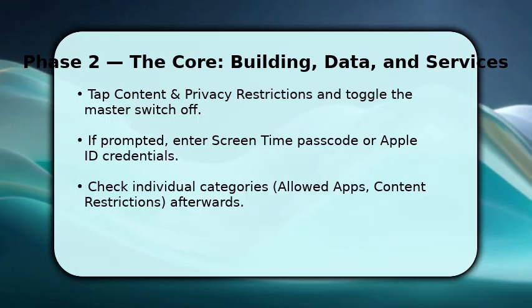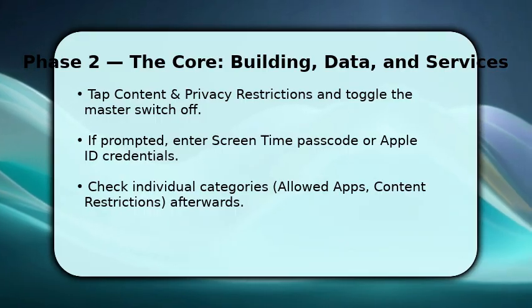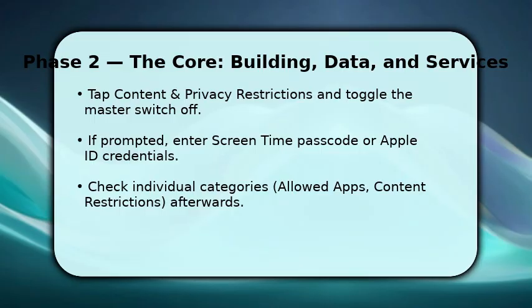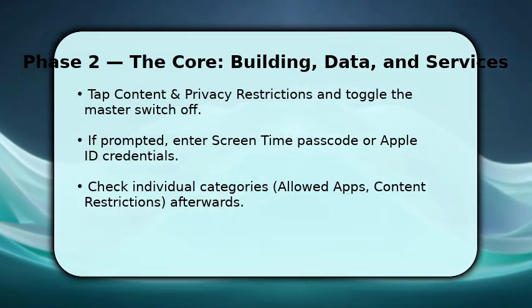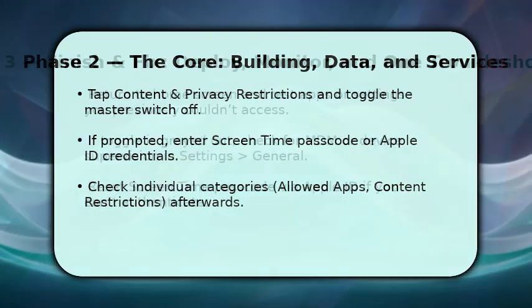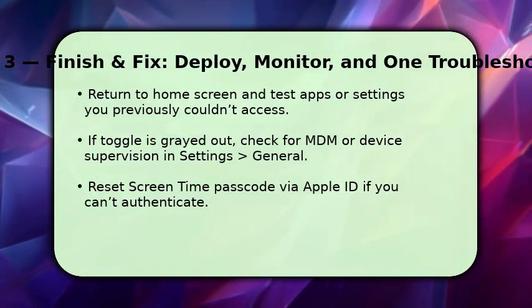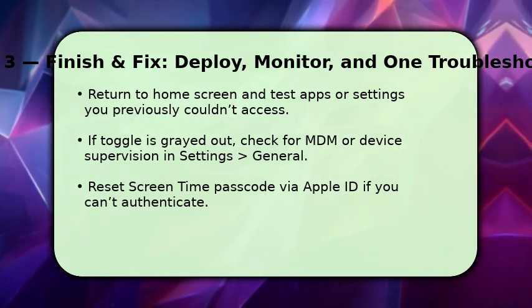This prevents unauthorized changes. After turning the master switch off, make sure to inspect allowed apps and content restrictions to confirm settings reverted. This helps you verify that messages, Safari, or other services are no longer blocked. Finish by returning to the home screen and testing an app or a setting that was restricted to confirm access is restored. This verifies the change worked.